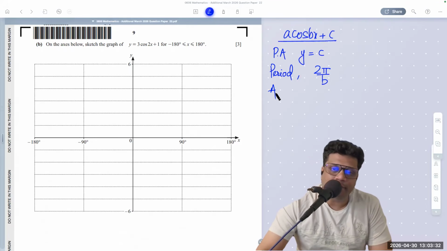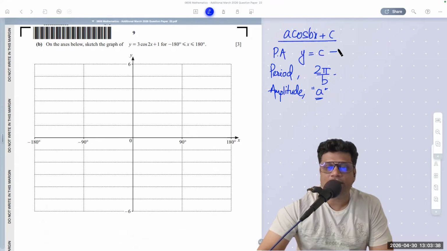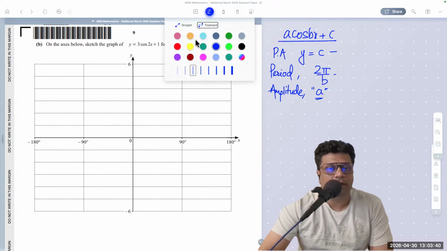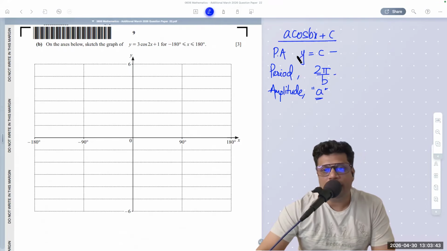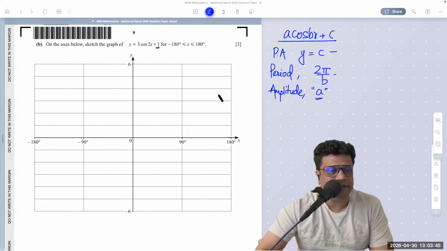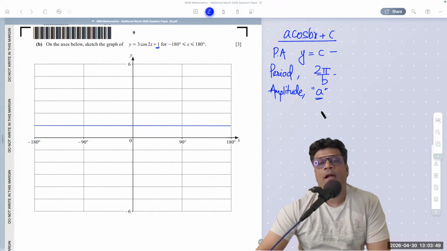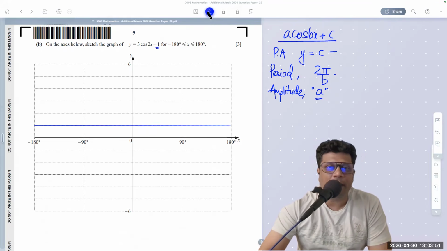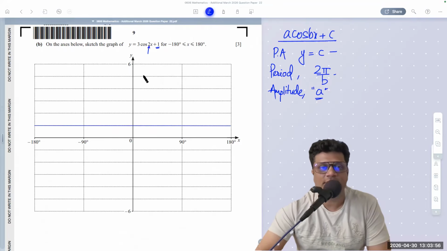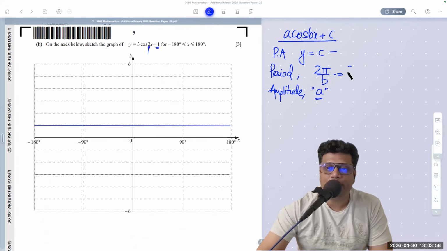And I know that the amplitude is going to be A. Okay, so these are the things I will start with. First, I'll look at the c value. C value is 1, so y equal to 1. There is your principal axis. And period is 2 pi by b. I'm going to look for the b value. Well, b is what I have with x. It's a 2. So it'll be 2 pi divided by 2, a pi in this case, or 180 degrees basically.